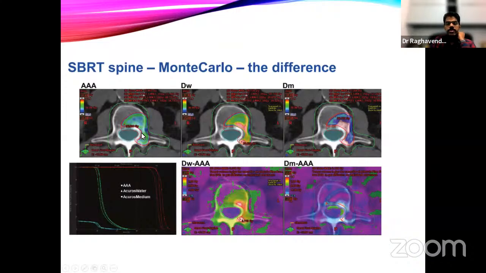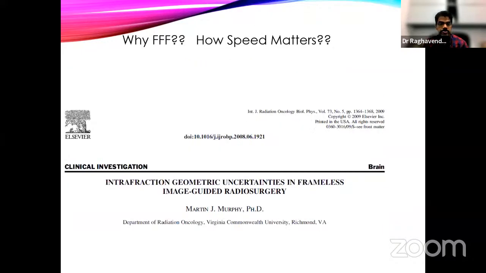So the Monte Carlo, the differences, if you see AAA versus dose to the water, dose to the medium, the dose to the water comes like this, and the same plan if you do the dose to the medium, it is like this. Then if you do dose to the water minus AAA, this is how the difference actually is, this is something alarming. Whereas the dose to the medium versus AAA, this is the area where actually you are looking into the overestimation of the dose, where the interface of the bone and the soft tissue, where the spinal cord nerves are coming. So that is the area where you are looking at the uncertainties.